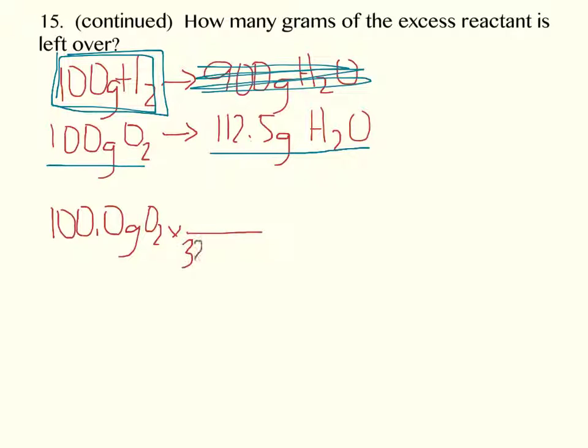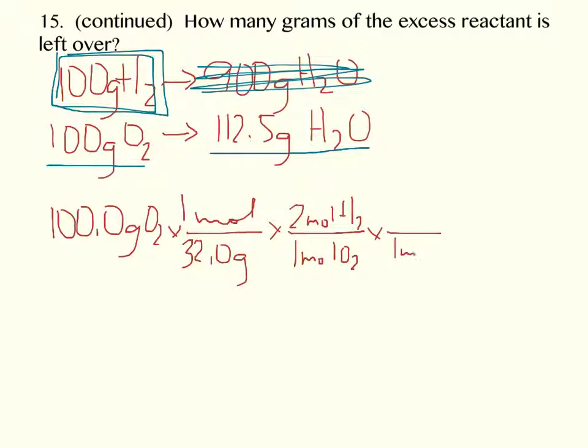So oxygen is 32.0 grams for every 1 mole. And referring to that balanced equation from earlier says that 1 mole of oxygen needs to react with 2 moles of hydrogen, and that 1 mole of hydrogen only has a mass of 2.0 grams. So 100 divided by 32 times 2 times 2 ends up being 12.5 grams of hydrogen. Now that's 12.5 grams of hydrogen used with the 100 grams of oxygen to make water.